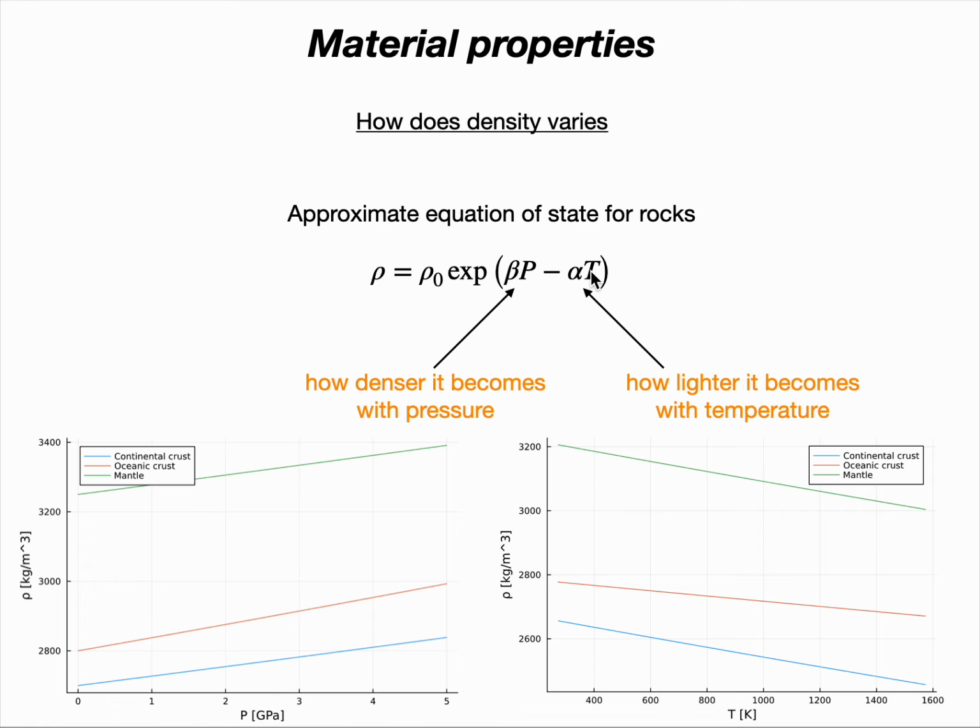Here is the opposite effect. We have the minus sign here. If we increase the temperature, the density of continental material or mantle material will decrease with a given rate. And the rate is, of course, controlled by alpha or minus alpha. So this material property matters a lot when it comes to studying how the density evolves with pressure and temperature.